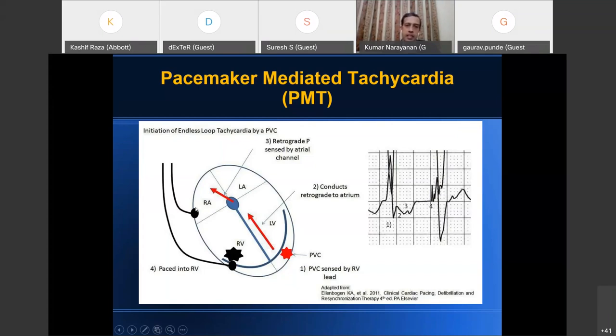This retrograde P wave then gets sensed by the atrial channel. It initiates the AV delay, which paces the ventricle. Again, there is retrograde conduction, and then so forth. It initiates the endless loop tachycardia, which is known as PMT.